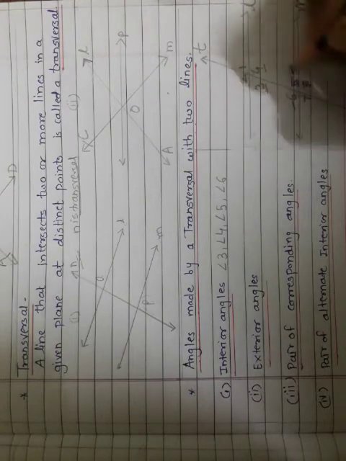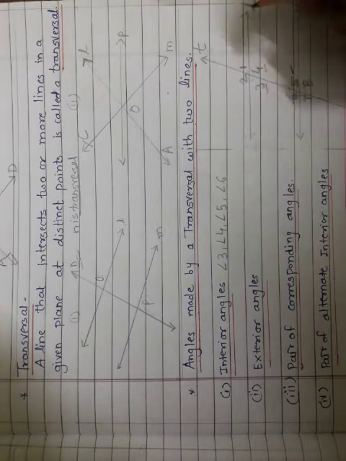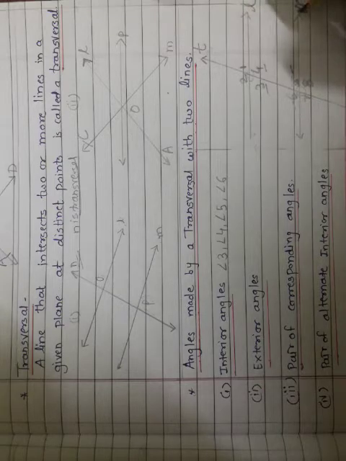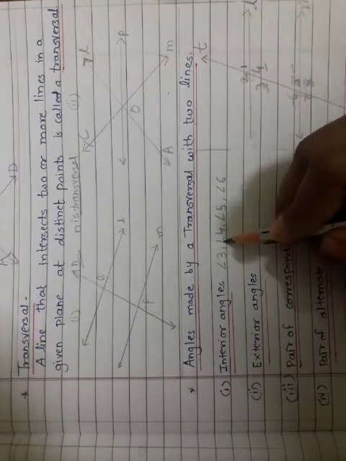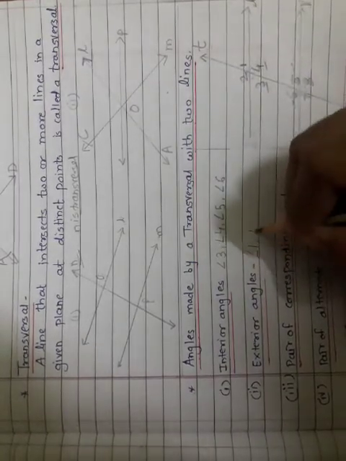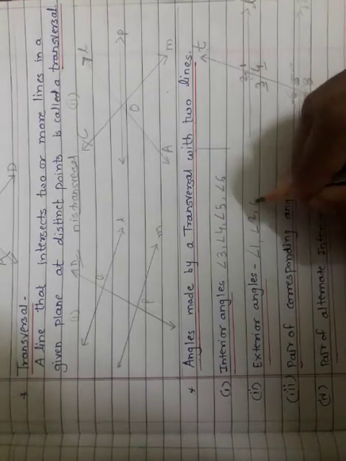Why are they interior? Because these angles 3, 4, 5, 6 are lying in between the lines L and M. So they are known as interior angles. Understood? And the next one is the exterior angles. So which ones are the exterior angles? Angle 1, angle 2, angle 7, and angle 8.